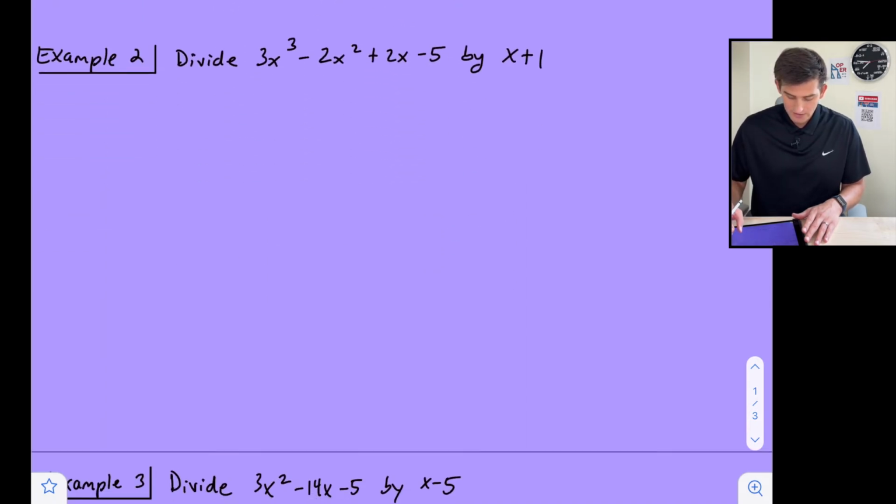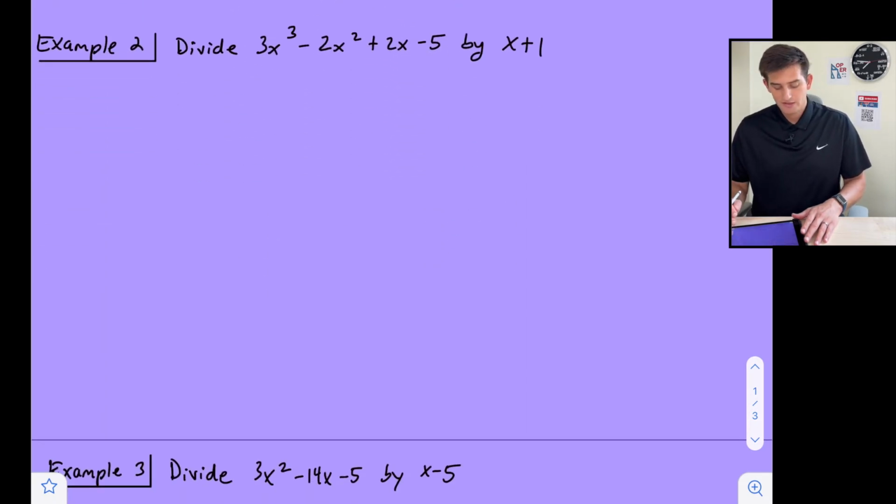All right, now let's take a look at example number 2. We're going to divide 3x cubed minus 2x squared plus 2x minus 5 by x plus 1. So now here, notice that our x minus k is addition. So this would be like if we had x minus -1, right? So we can see that k is going to be -1.